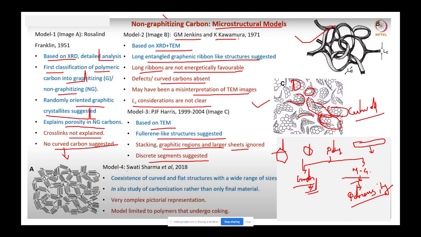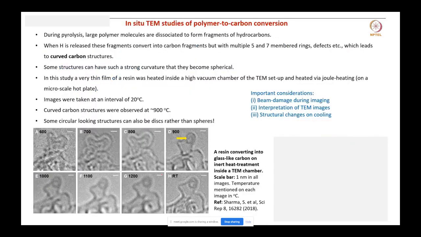Then model 4 came by Swati Sharma et al. in 2018. I think she's the teacher of this course. So the coexistence of curved and flat structures with a wide range of sizes, in situ studies of carbonization rather than only the final material, and a very complex pictorial representation, model limited to polymers and undergo poking. Okay, so maybe later we can see.